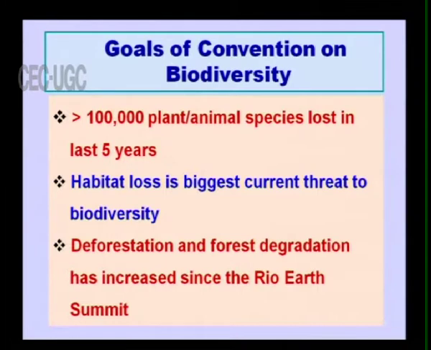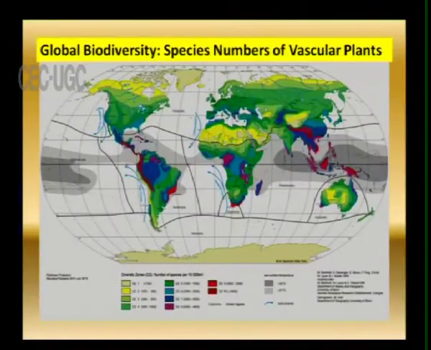And now, what are the goals of the Convention on Biodiversity? See, more than 1 lakh plant or animal species have been lost in the last 5 years. That means we have lost around 1 lakh species, and habitat loss is the biggest current threat to biodiversity. Deforestation and forest degradation have increased since the Rio Earth Summit. Therefore, to avoid all this, these are the goals of the Convention on Biodiversity.